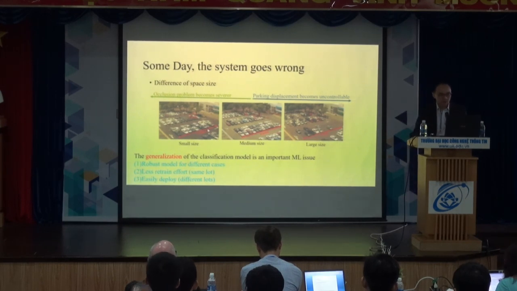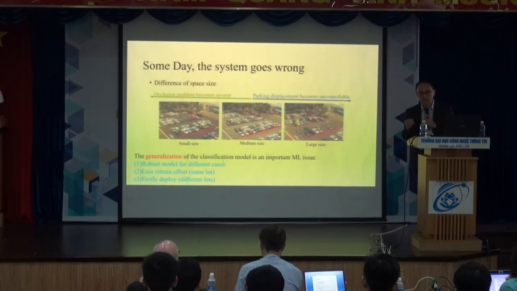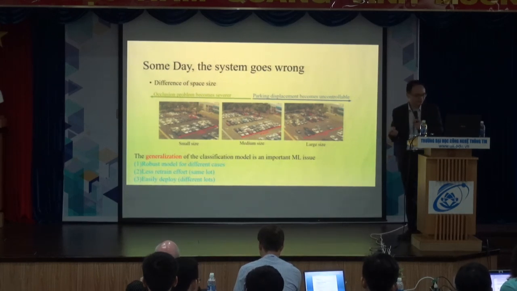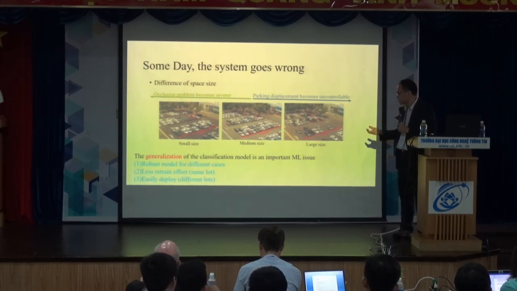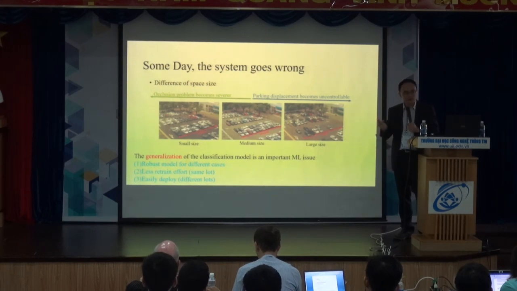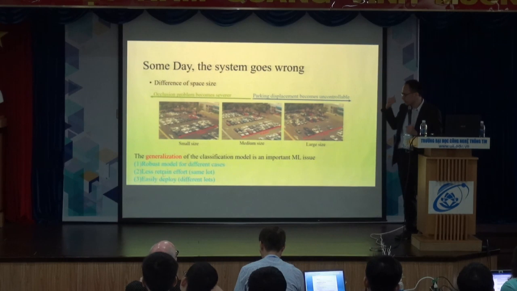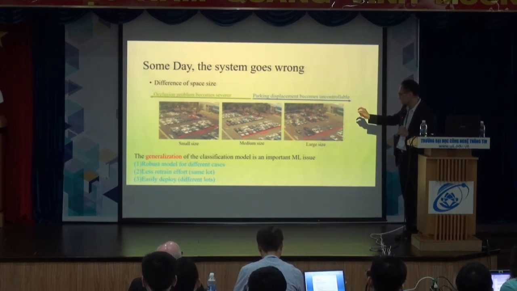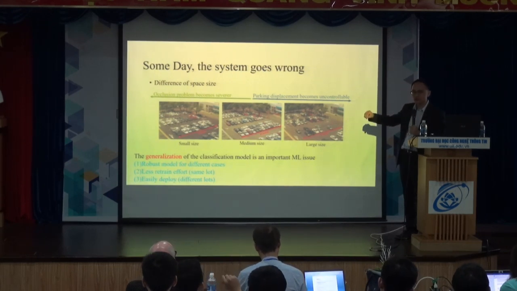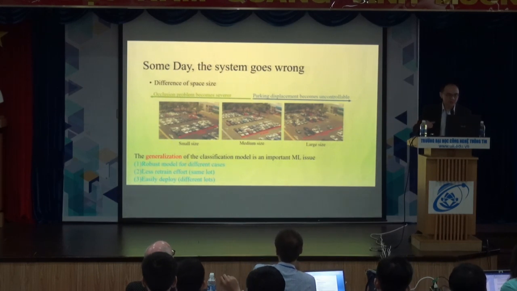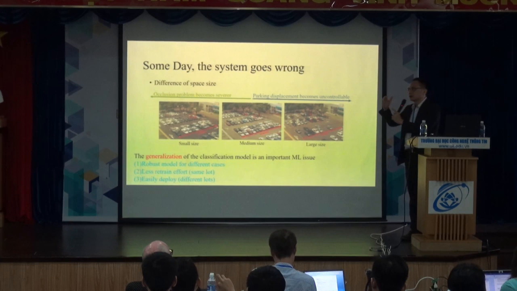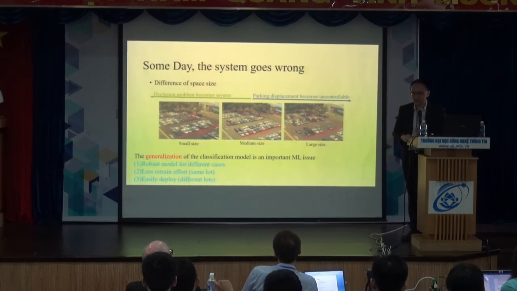So we think the generalization of the classification model or machine learning model is an important issue. Once I give you a model, we suppose this model can work for everything. But unfortunately, right now, machine learning, even deep learning methods, still have this kind of weakness. They are not general enough. For every case, you need a specific design. So we began to think about how to solve this problem. Even for the same parking lot, if the parking spaces change a little bit and we need to retrain, we hope the effort is small. And better, once we have a model, we can transfer or deploy it to other parking spaces more quickly.